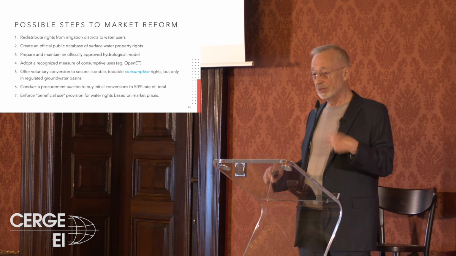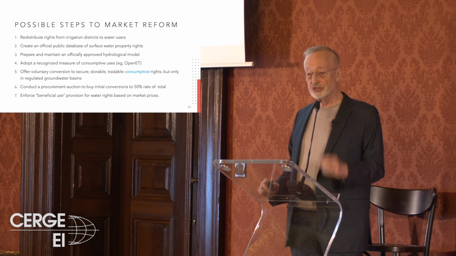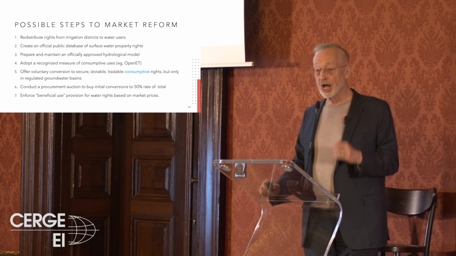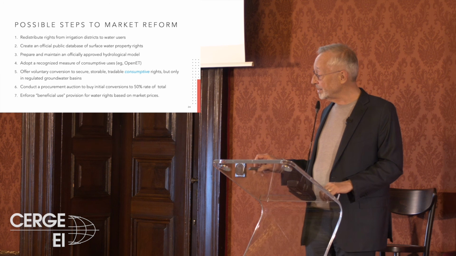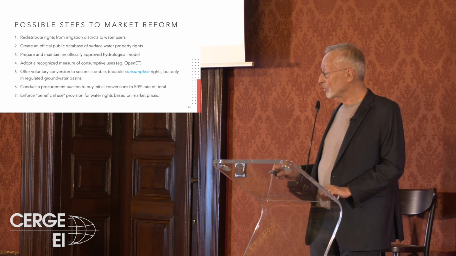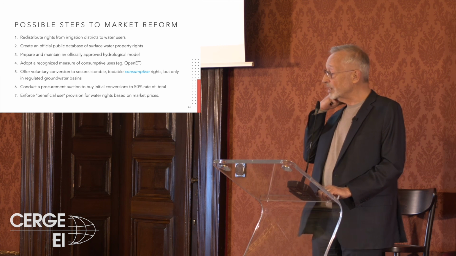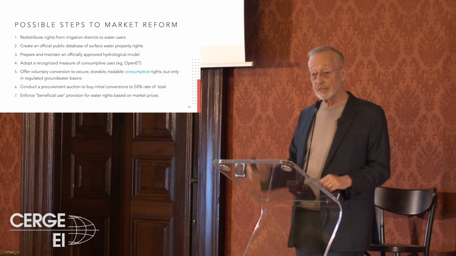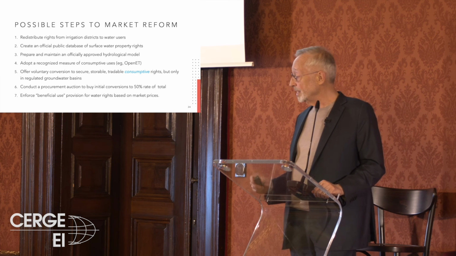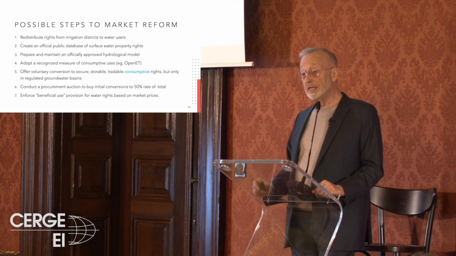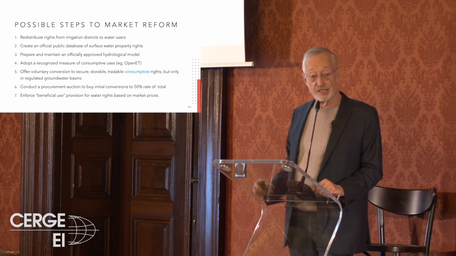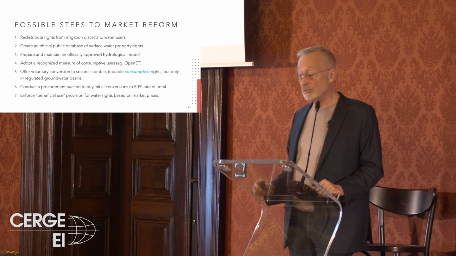In the paper I've published some additional solutions in case you can prove the agencies are wrong, but this would be the base case. We need to adopt recognized measures of consumptive use, like the OpenET example that I showed you. And then we need, property rights in the United States are constitutionally protected. You can't just take somebody's property rights.